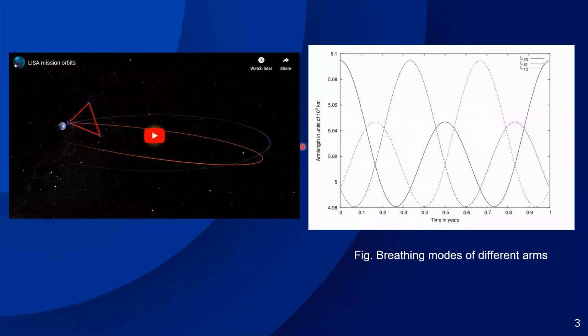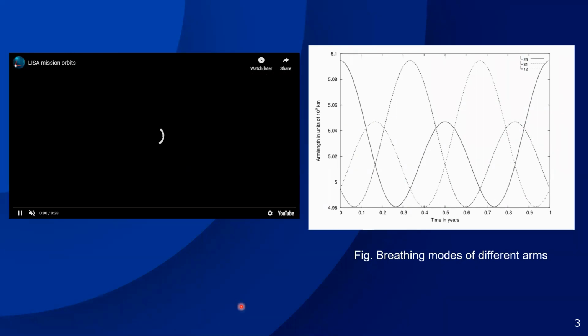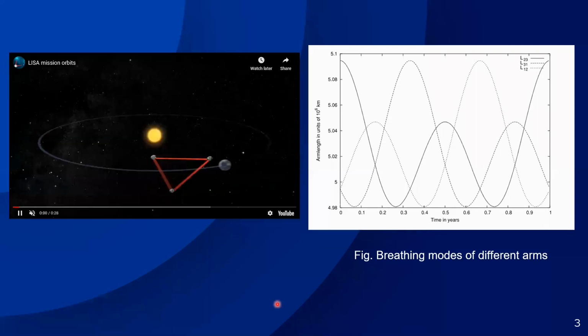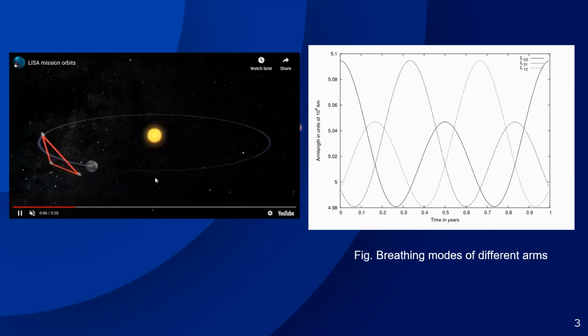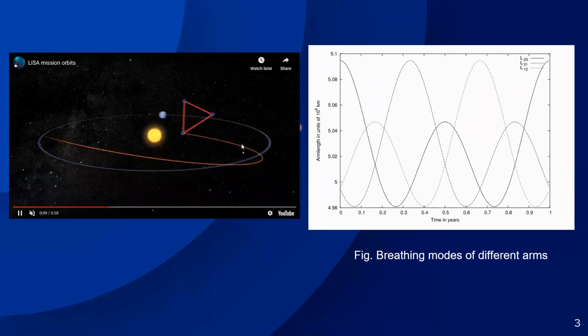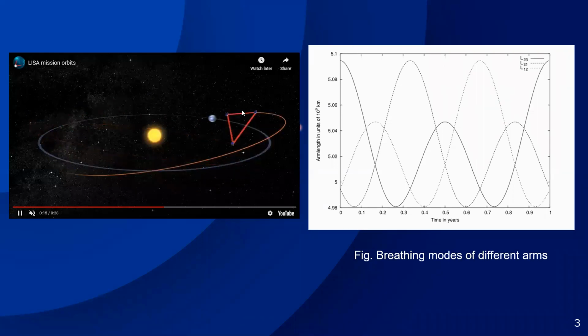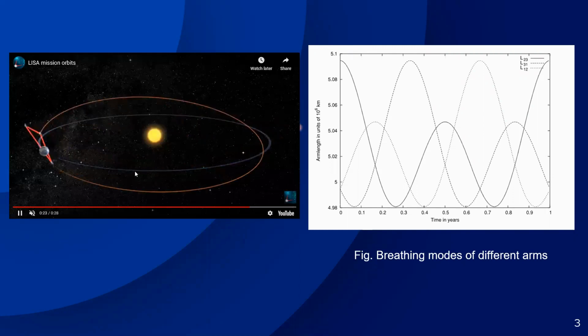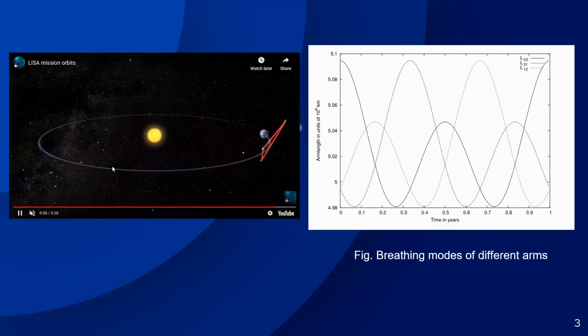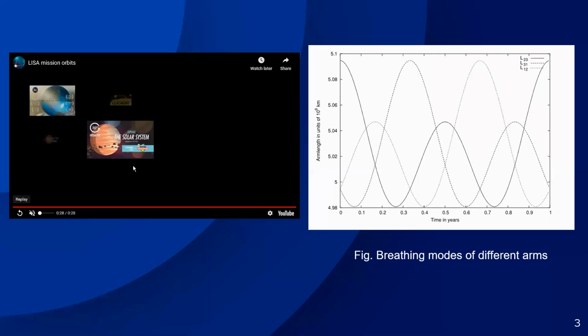So if I can show you this animation. These are 3 spacecraft moving around the Sun, and the angle between them, Earth and the center of mass is 20 degrees. This is the orbit of 1 spacecraft, and after 1 period you can see the orbit of the 2nd spacecraft, and after another you can see the orbit of the 3rd spacecraft. So these are oriented with each other at an angle of 120 degrees.